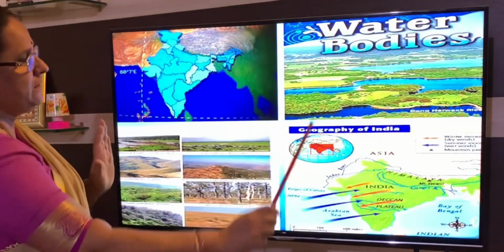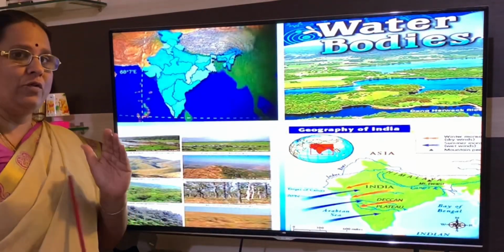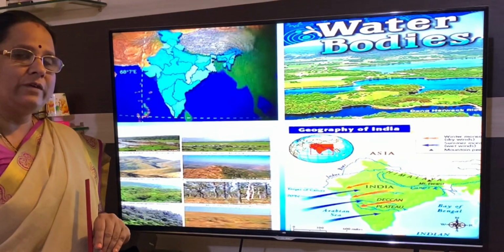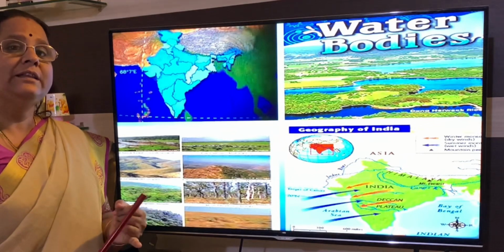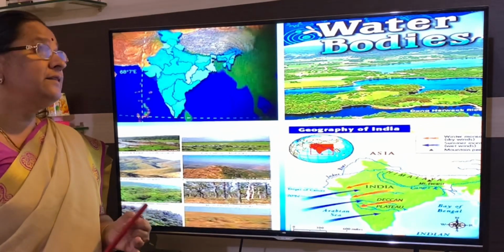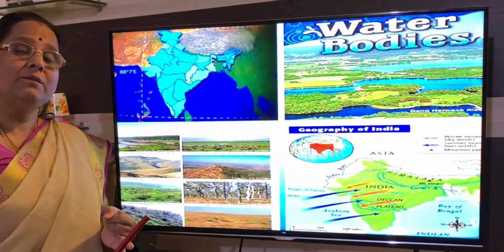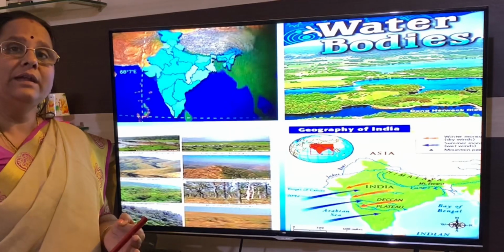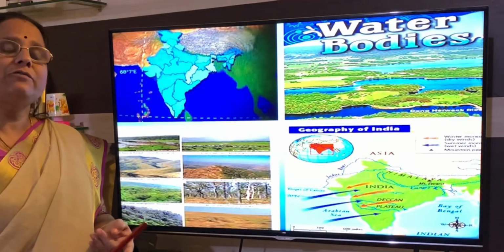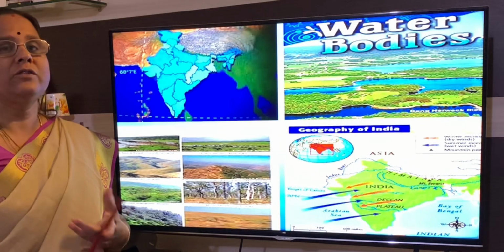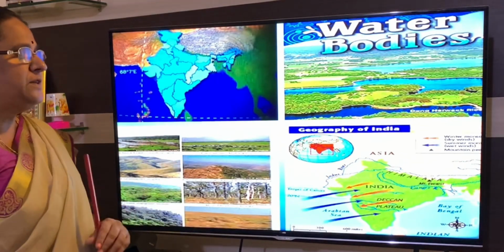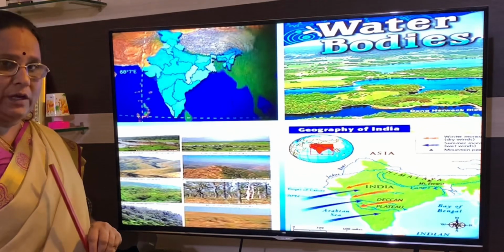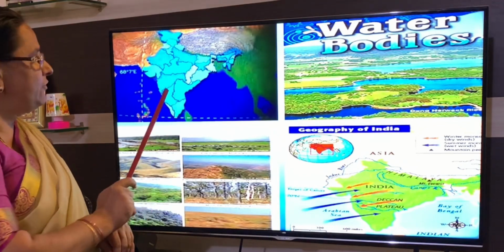Now by this picture it will be very clear. I told you four factors. Which are the four factors I told you? First one was location. The second one was water body. Third one, relief feature. And fourth one is the monsoon wind. Seeing this picture, you can clearly recognize which picture is related to location. Yes, it's correct, the first picture.